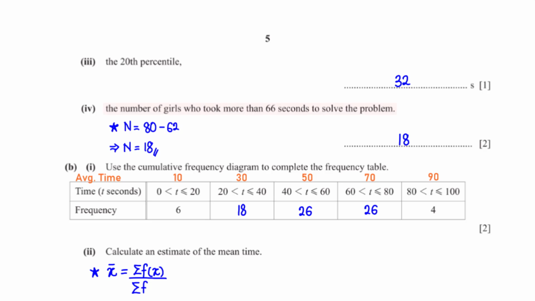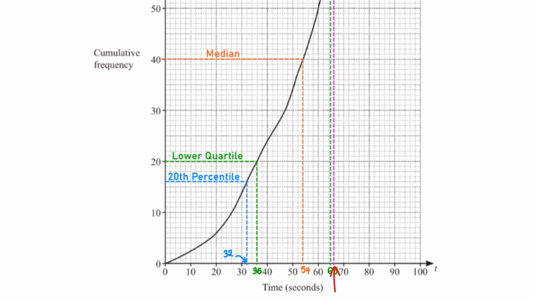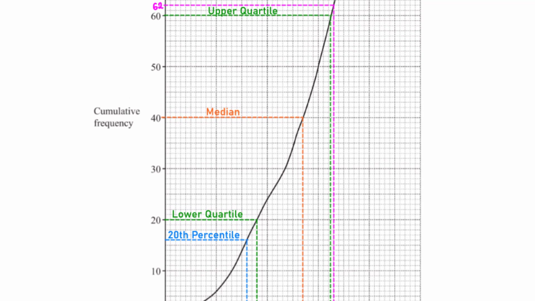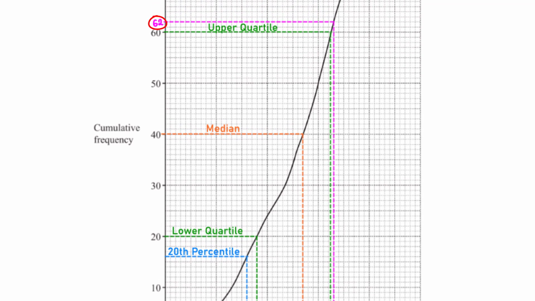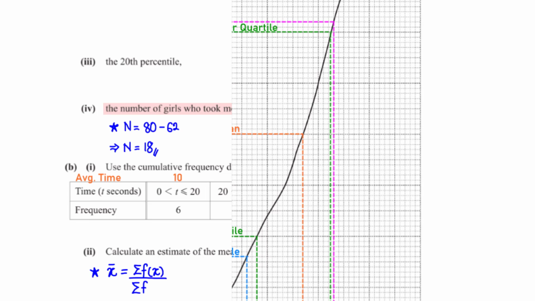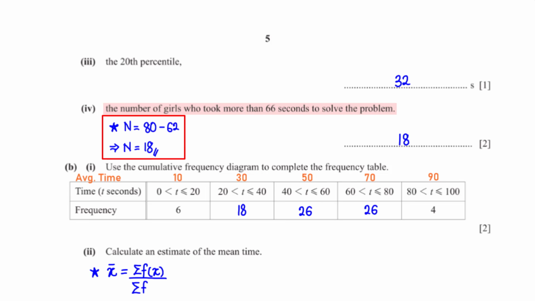Find an estimate for the number of girls who took more than 66 seconds to solve the problem. When we map 66 seconds from the horizontal axis onto the cumulative frequency graph, we get 62, which represents the number of girls who took 66 seconds or less to solve the problem. And so to get the number of girls who took more than 66 seconds, we subtract 62 from the total number of girls, which is 80. 80 minus 62 is 18.